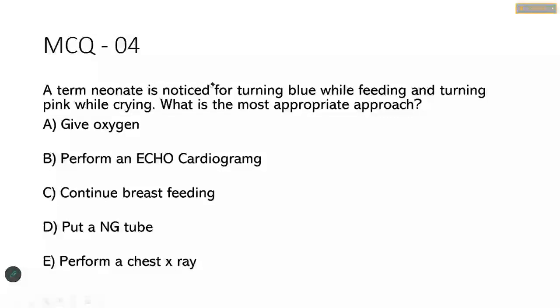So a term neonate turns blue while feeding and turns pink, meaning the child is normal, while crying, and the problem occurs only when feeding. So when the child is crying, there is no problem. When feeding, there is a problem. So we have to connect both.